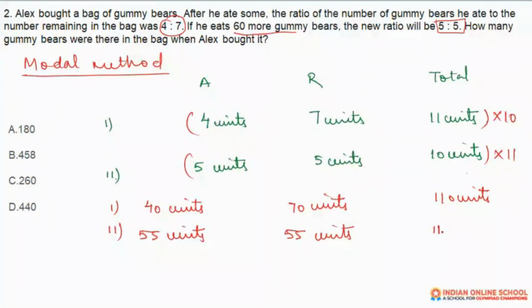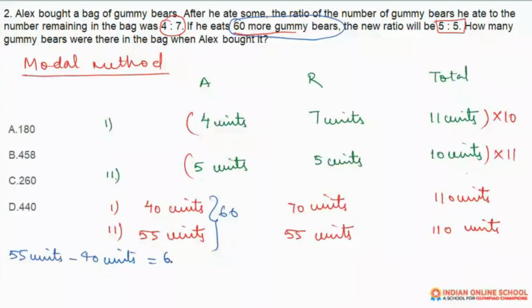Okay. And in totality, we are getting 110 units. Got it? And again, one more condition is given over there in the question. If he eats 60 more gummy bears in the second situation, which means the difference between the first situation and second situation needs to be 60. Correct? So when we take the difference between them, which means 55 units minus 40 units, we will be getting the difference as 60.